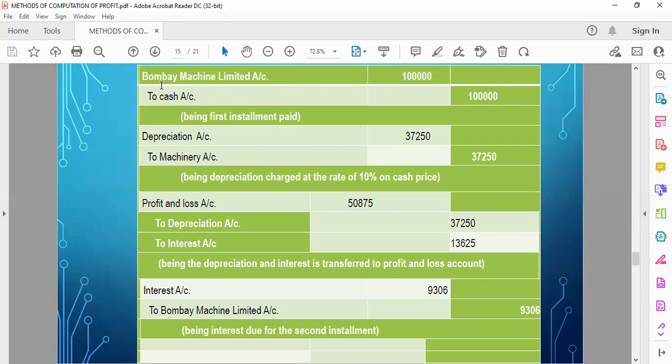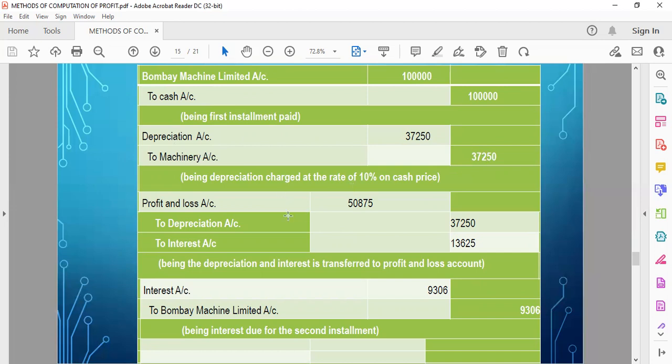Then we should calculate the depreciation. We should write the journal entry for the first year depreciation, as just mentioned in the question: being depreciation charged at the rate of 10% on cash price. So first we write depreciation account debtor to machinery account. How much is the value of that asset? 3,72,500, right? So we calculate 3,72,500 into 10 by 100. So depreciation account debtor 37,250 to machinery account 37,250.